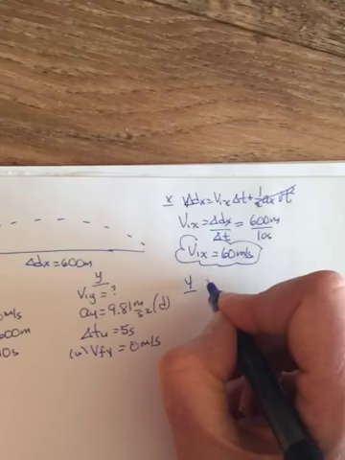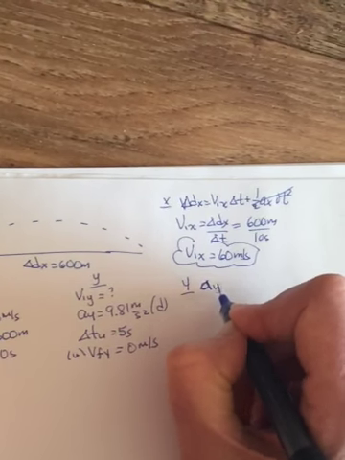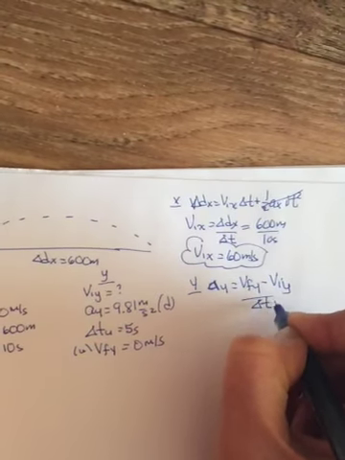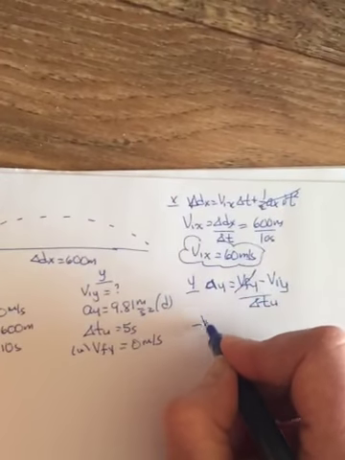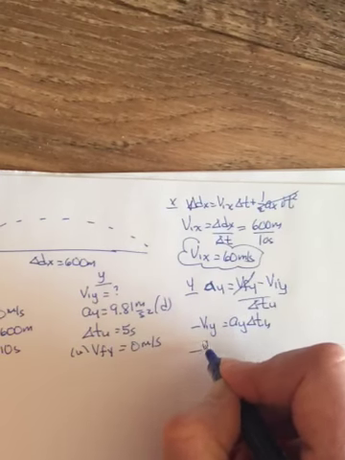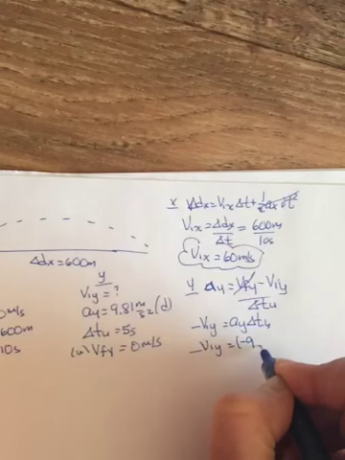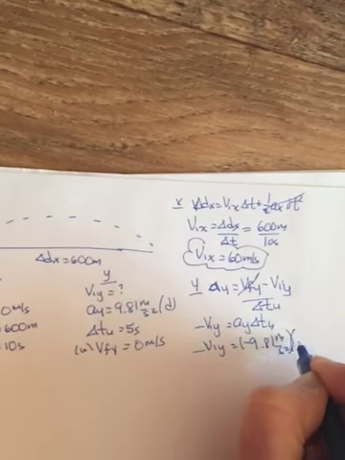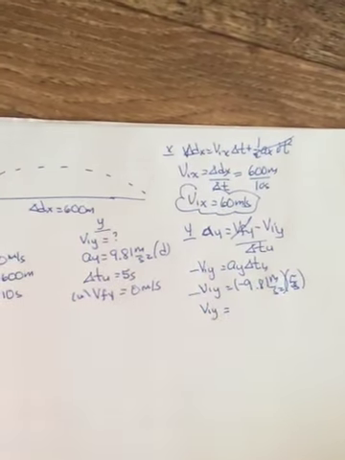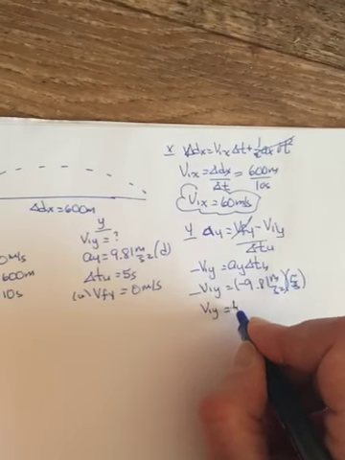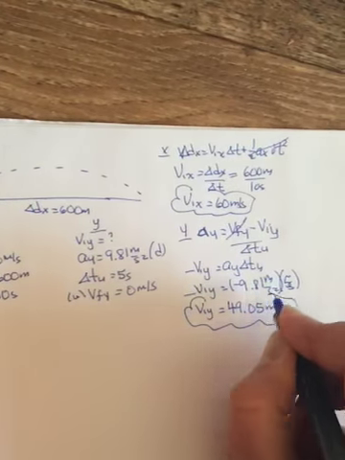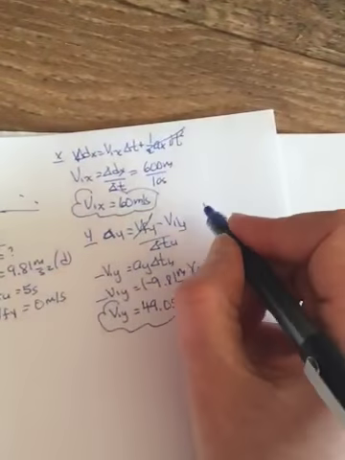In the y direction, ay is equal to vfy minus viy over delta t up. This goes to 0, and you're solving for viy, so ay times delta t up. So negative viy is equal to negative 9.81 meters per second squared times 5 seconds. The two negatives disappear. viy is equal to 49.05 meters per second.